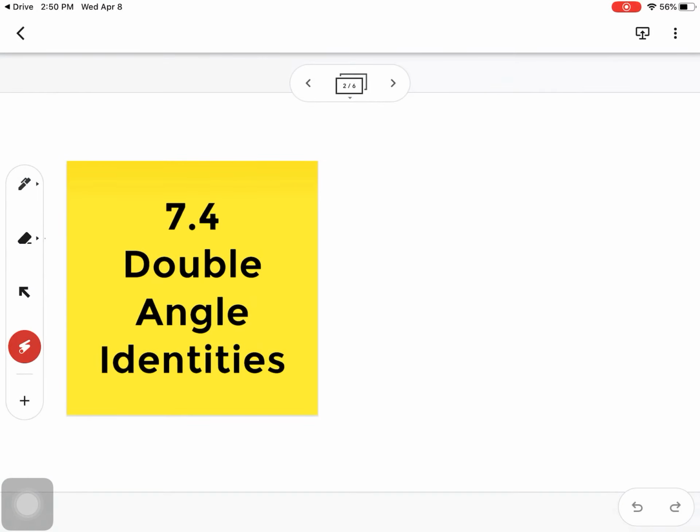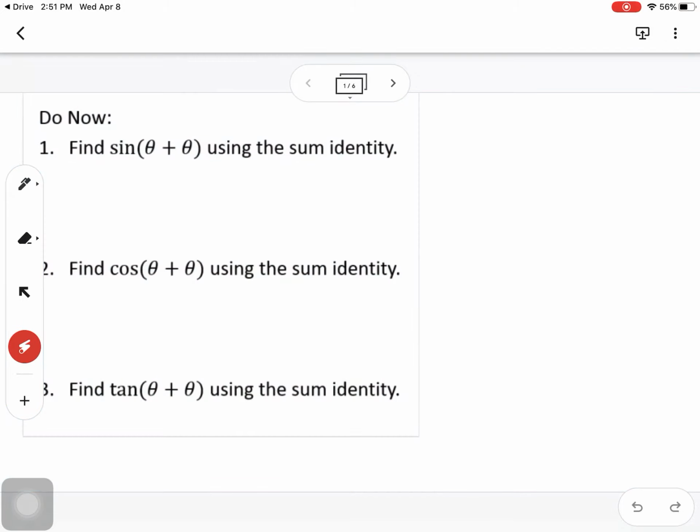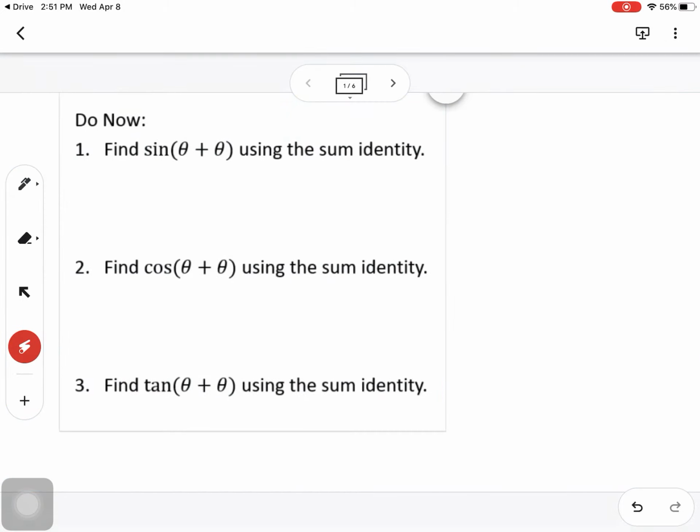So here we're going to talk about section 7.4 of your book, which is going to talk about double angle identities. We are going to start by going through really how you get these identities and then giving you the identities in all their forms. So the first thing I'm going to talk about is how we derived them, which we derived using our sum identities that we talked about last time.